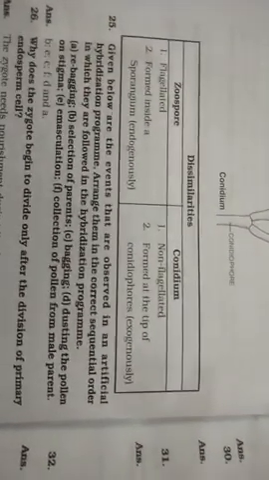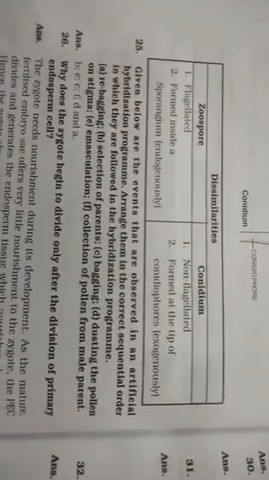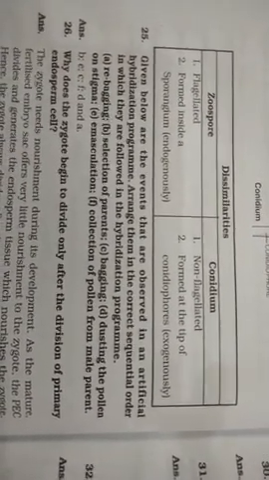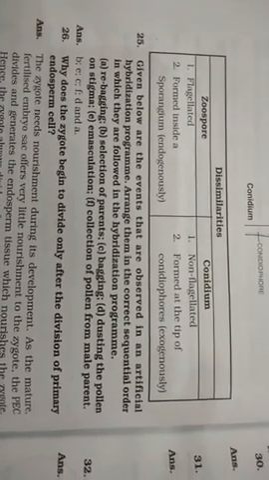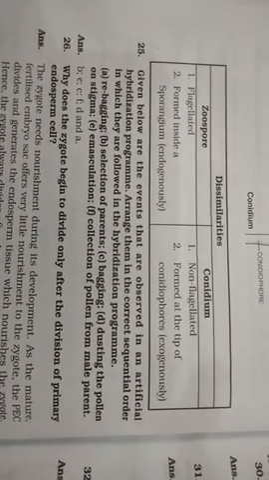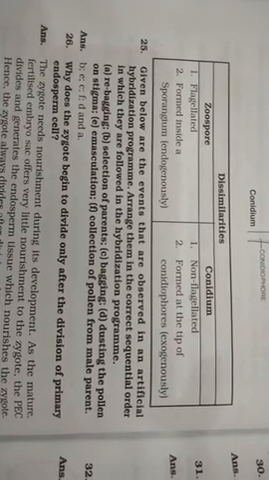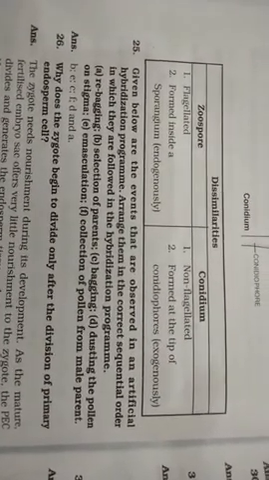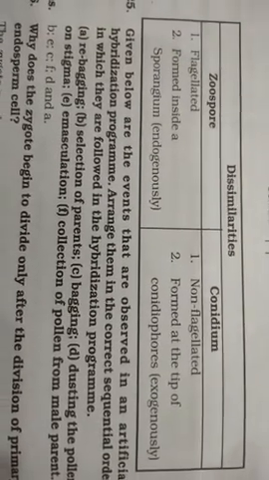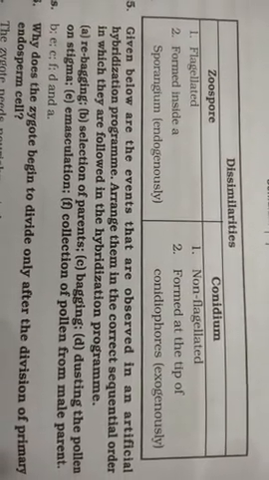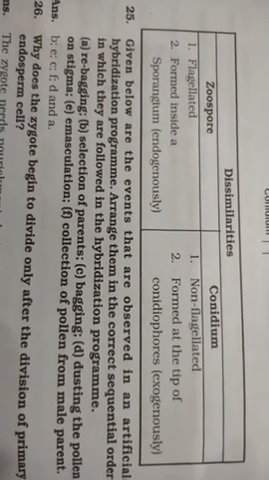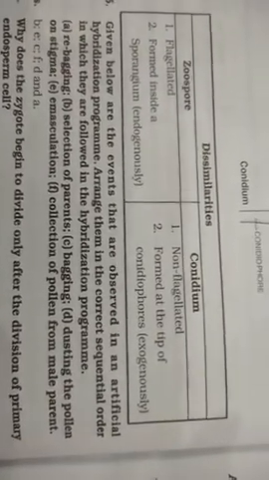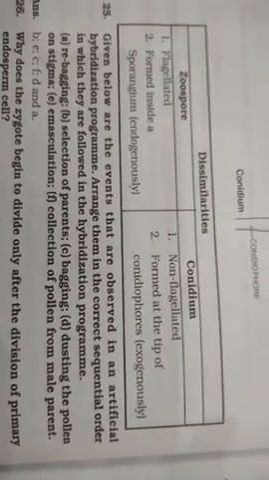Given below are the events that are observed in an artificial hybridization program. Arrange them in the correct sequence. So this is the arrangement: B, E, C, F, D and A. So you have to arrange in this sequence. That means B will be first, selection of parents. After that is E, you can see emasculation. Then comes C, that is bagging. Then comes F, that is collection of pollen from male parent. Comes D, dusting, and A, rebagging.